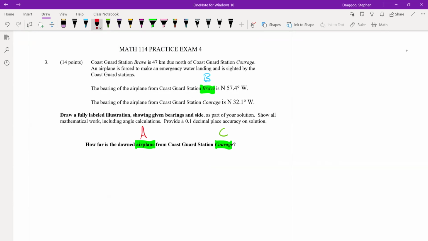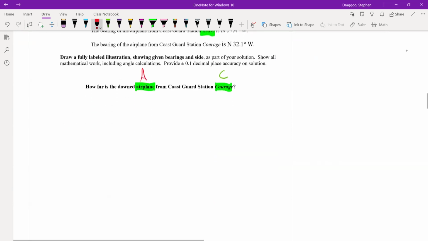So what do we have? We've got the bearings that both of the Coast Guard stations are using to locate the aircraft. And we're going to ask the question, how far is that downed airplane from Coast Guard Station Courage? So from the one that's further south. We'll draw a diagram and then label specifically what we're after. But here's what that thing might look like.